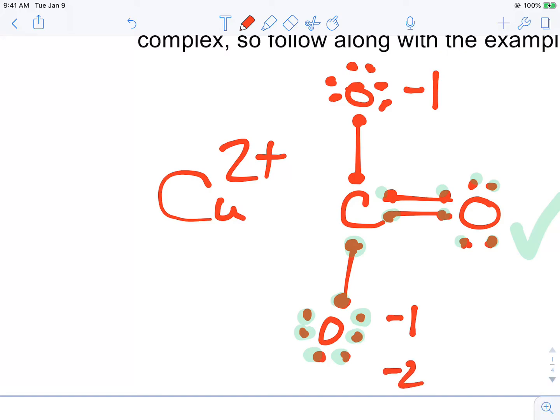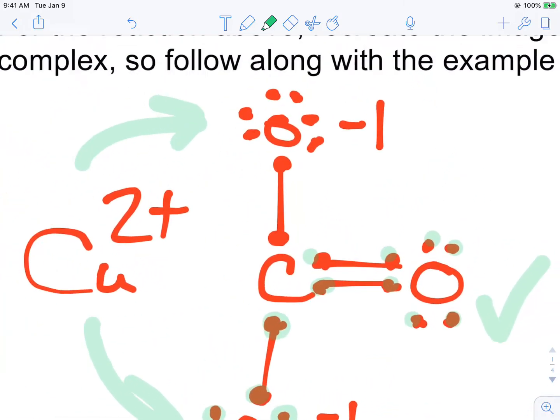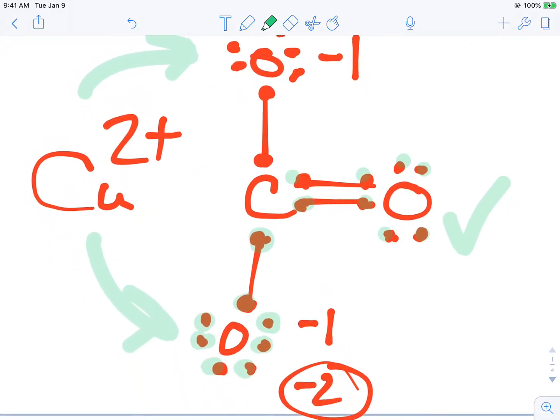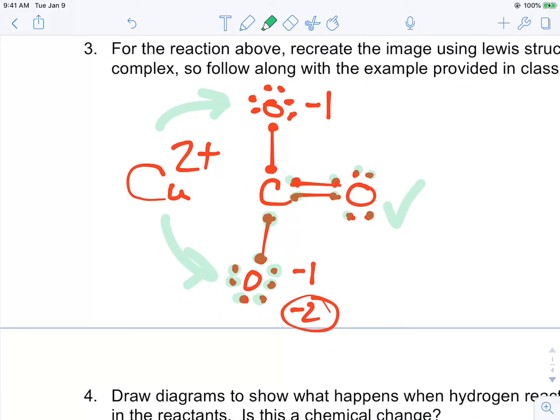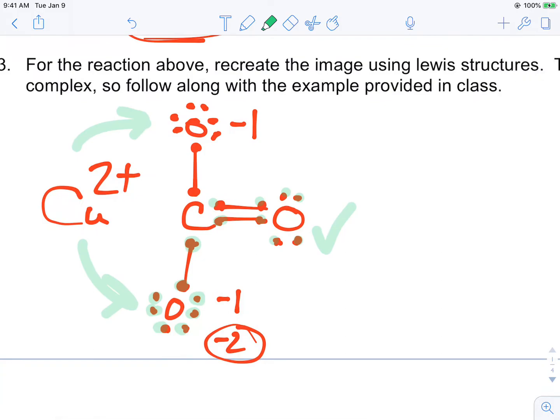And -2 is a perfect balance for the 2 positive. So what we have is a combination of an ionic bond here, and then we also have a covalent bond among the carbon and the oxygen bonds. So that's kind of tricky.